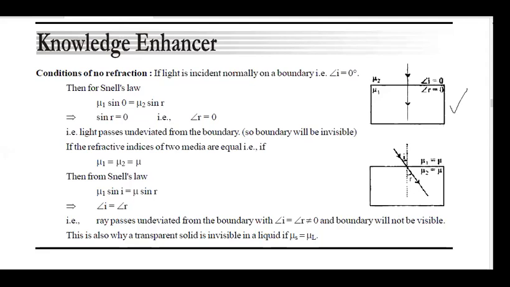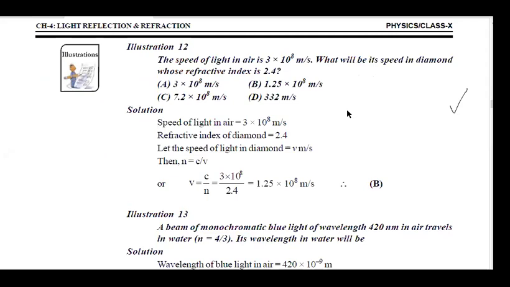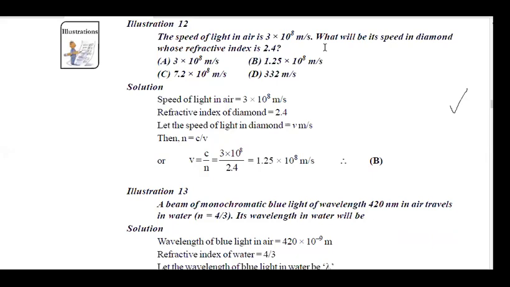Okay, so we can solve problems like this. Tell me, we can solve problems like this, yes or no? We can solve an easy problem like this. If the speed of light in air is given, what will be the speed in diamond whose refractive index is 2.4? Yes or no? We know the formula. Refractive index is equal to speed of light in air or vacuum divided by speed of light in medium. We will get the formula.